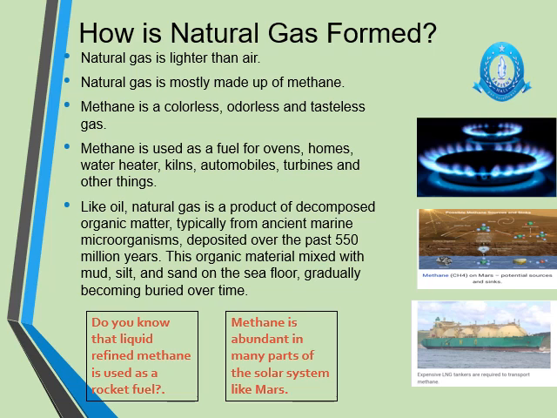Now, it is used as a fuel for ovens, homes, water heaters, kilns, automobiles, and turbines. Like oil, it is also a product of decomposed organic matter, typically from ancient marine microorganisms, that was deposited over the past 550 million years. Now, do you know that liquid refined methane is used as a rocket fuel? It must be interesting for you to know that methane is also abundant in other parts of the solar system as well. Like, you might find huge deposits of methane on Mars.